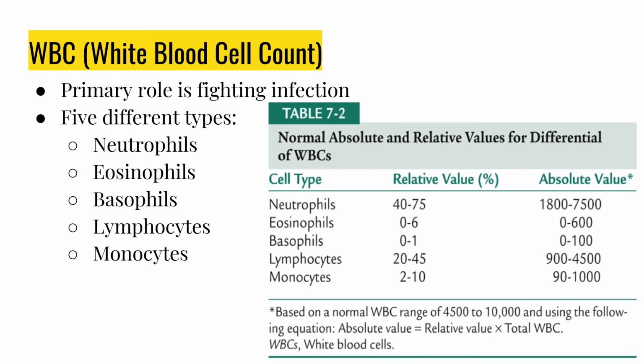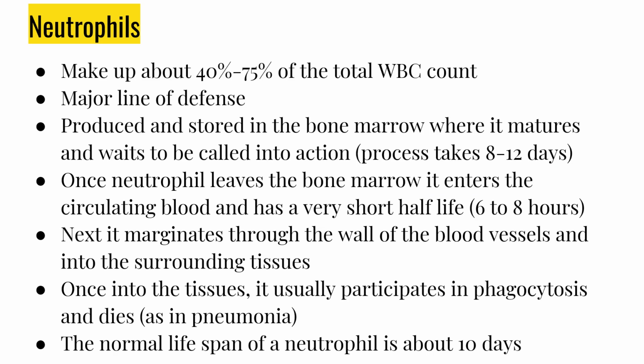I kind of like them more in this order, with the neutrophils, the eosinophils, and the basophils listed first. Neutrophils are your most abundant, and then your lymphocytes and your monocytes. So I'll be talking about each one of these individually, but here's a little reference table of approximately normal values, and as you can see, the neutrophils make up the greater percentage. Again, chapter 7, Wilkins. Your neutrophils make up about 40 to 75% of your total white blood cells.